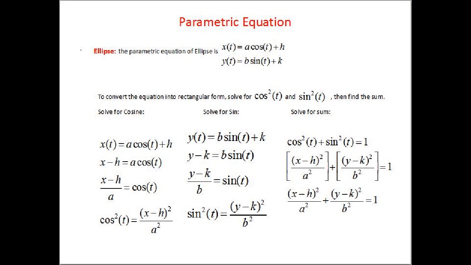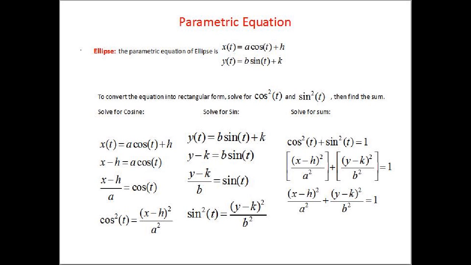Here's the parametric equation of an ellipse. x of t is equal to a cosine of t plus h, and y of t is equal to b sine of t plus k, where h and k are the center of the ellipse, and a is half the distance of the major axis, and b is half the distance of the minor axis. To solve for the rectangular form, we will first convert each equation to cosine squared and sine squared.